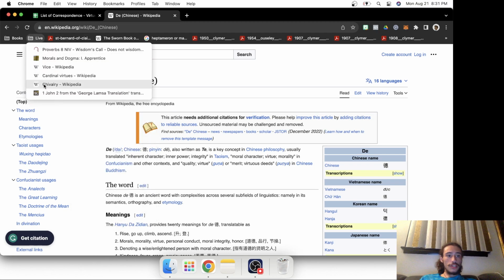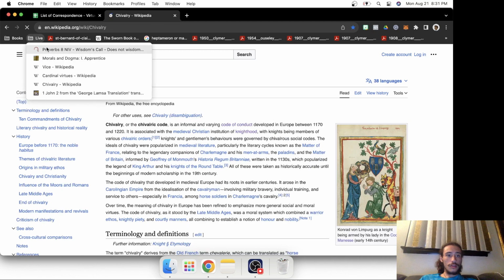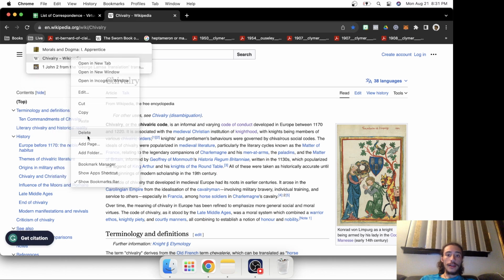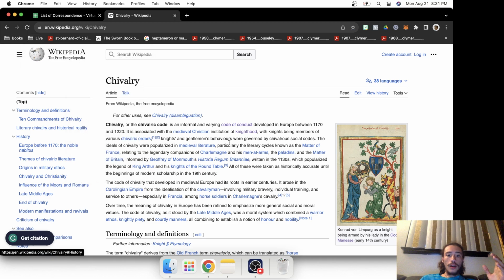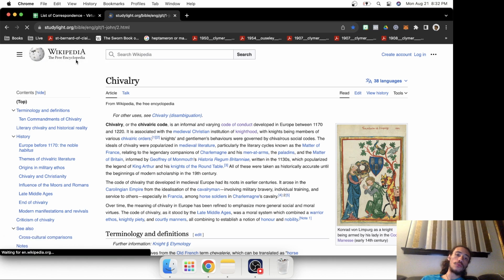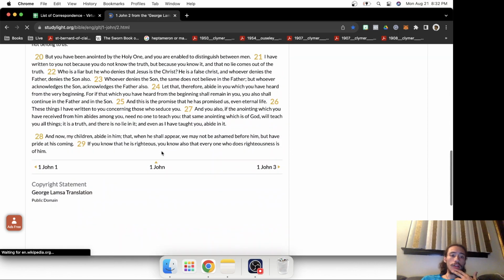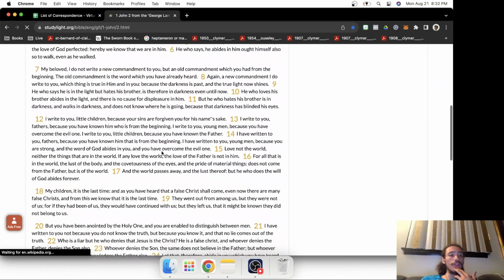We got chivalry right here. It is another code of conduct, another virtuous order that people would follow, a system to be a noble, to be a gentleman. And then we're going to go into John 2 real fast, because I believe it's awesome. There are some beautiful, beautiful things in here. I might just read it out fast.